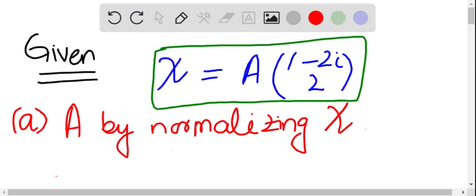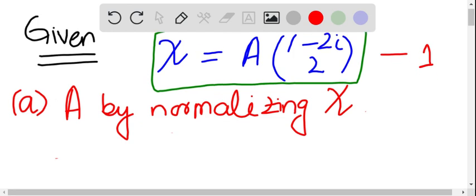So let's start with this part's solution. We have the electron in the spin state that is given in the equation. Let's say that this is equation 1. Now what we are required to do is find out the constant. For that we are going to set the absolute value of chi squared equal to 1.